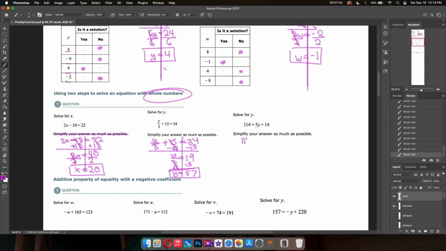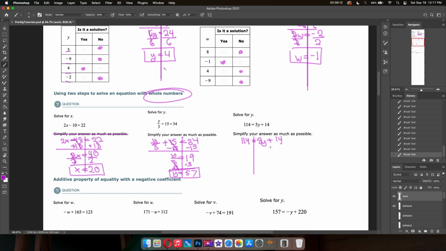Next one, 114 equals 5y plus 14. Now, I've had kids tell me that they are not comfortable or not used to having the variable on the right side of the equation. It is worth pointing out that either is fine. Just because mathematicians like having the variable on the left side of the equation doesn't mean that there isn't the random person who says, no, I want it on the right side. And math people are pretty chill. And it's like, oh, okay, we can leave it on the right. We're good.